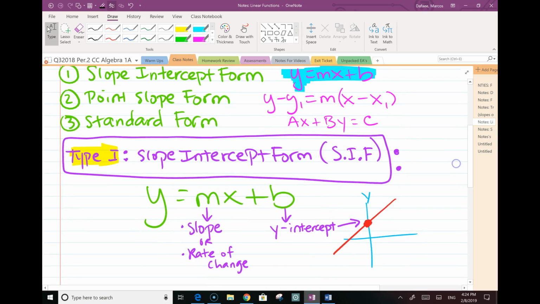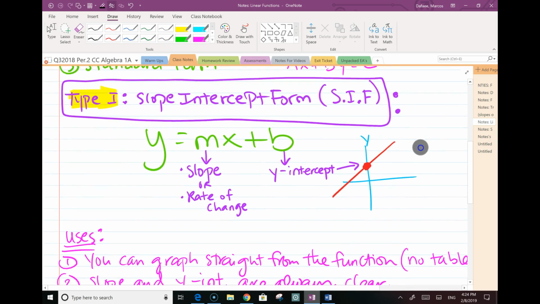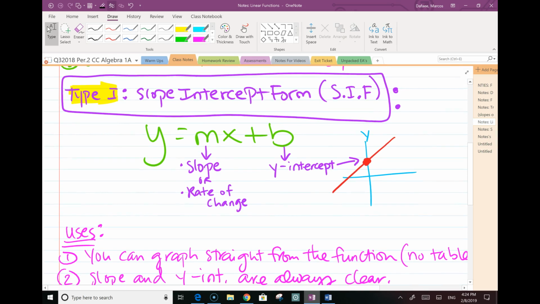Slope-intercept form is the most commonly used form of linear equations, and the form is y equals mx plus b. Now, a quick note about that. There are two components that are worthy of remembering. That would be your m value, and that would be your b value.